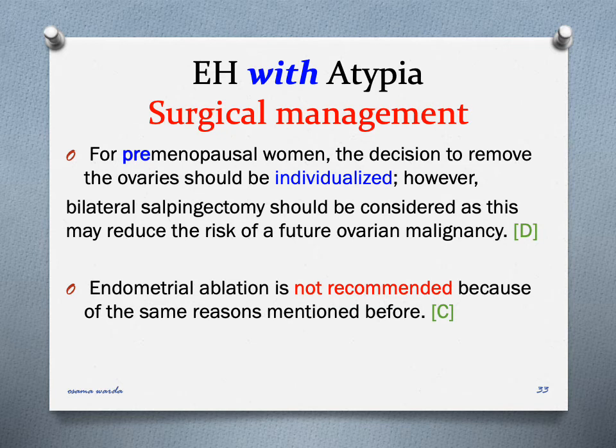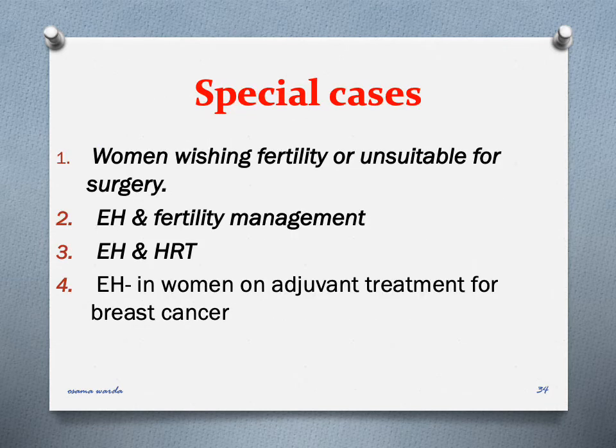However, as with postmenopausal women, bilateral salpingectomy should be considered as this may reduce the risk for future ovarian malignancy, as explained before. Endometrial ablation is not recommended because of the same reasons mentioned before.